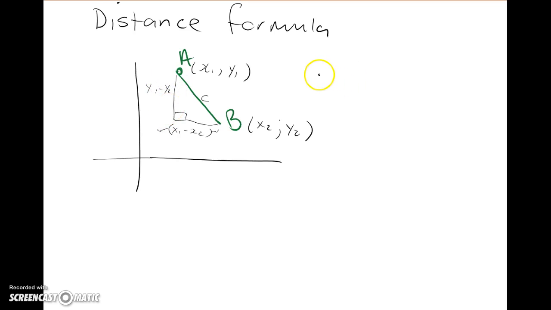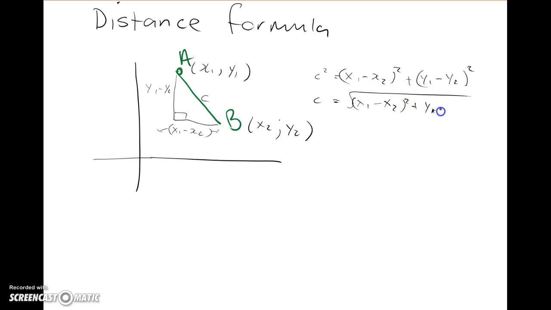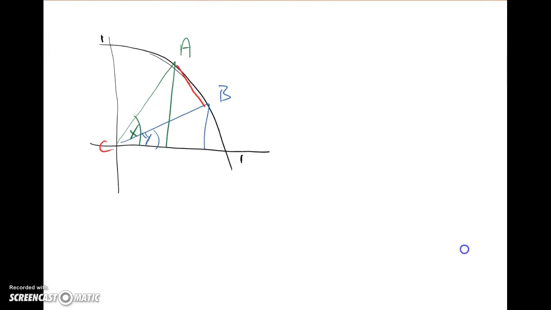Using Pythagoras, I could say that c squared equals x1 minus x2 all squared plus y1 minus y2 all squared. And of course, we usually just write it as c, so it would be the square root of x1 minus x2 all squared plus y1 minus y2 all squared. So remember that, we're going to come back and look at that. So those are the two things we're going to use to do our proof.